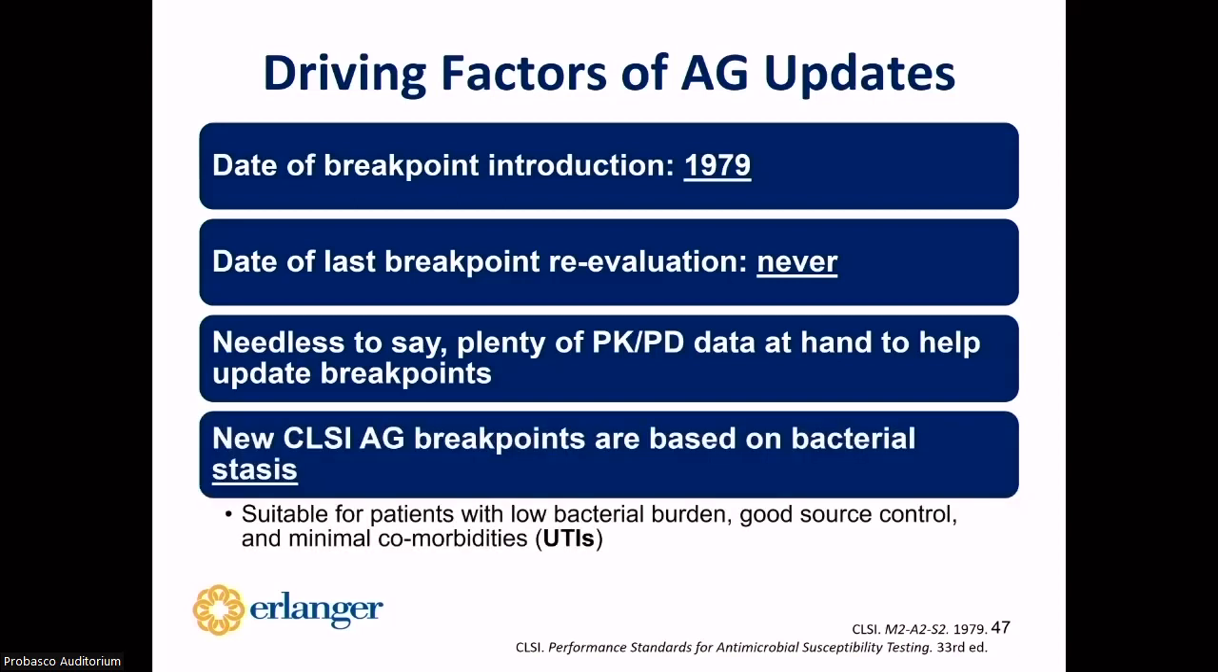Additionally, the new CLSI aminoglycoside breakpoints are based on bacterial stasis. So meaning that these agents are suitable for patients with low bacterial burden, good source control, minimal comorbidities, which often tend to be UTIs. And this kind of makes sense, as we have seen higher mortality when these agents were used alone in bloodstream infections in a few studies. So it sort of makes sense that they chose to target stasis instead of bactericidal action.